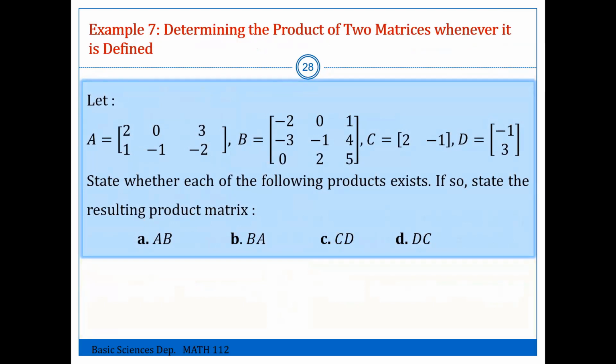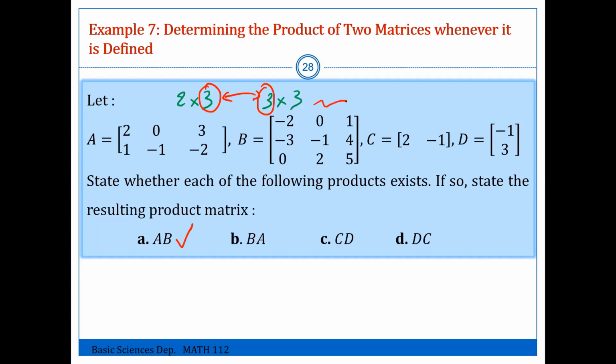Multiply A, B here. So first we have to check whether the product exists or not. A is a matrix of order 2 by 3. B is a matrix of order 3 by 3. So do we have matching here? Yes, they match. So yes, we can multiply.